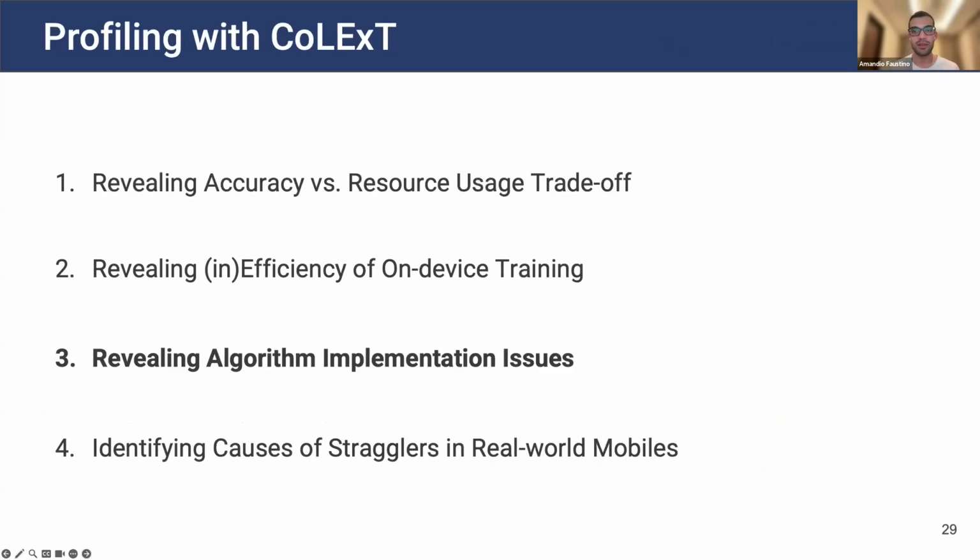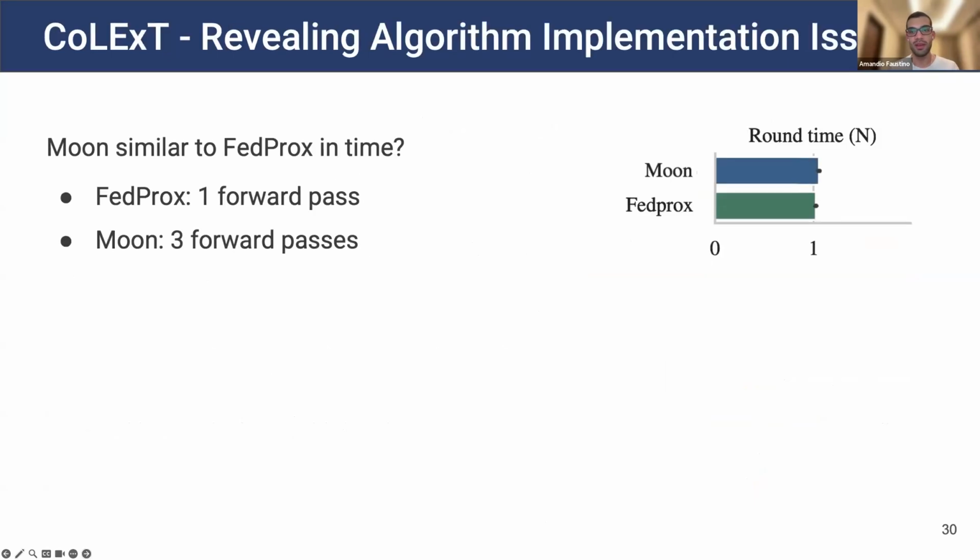Okay. So third point, we can also use Collext to help us identify implementation issues. As we were comparing Moon and FedProx, so from the flower baselines, and we were looking at the round time between these 2 algorithms, we saw something that surprised us, which is that despite their similarity, we anticipated that Moon's additional forward passes would actually increase its time cost, because unlike FedProx, which only does a forward pass on this training, Moon actually completes 3 forward passes per round.